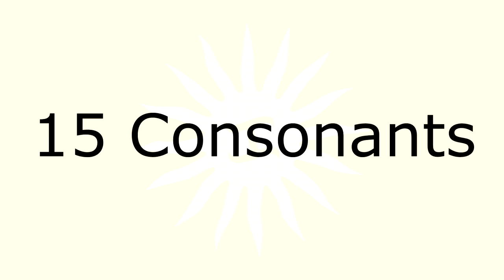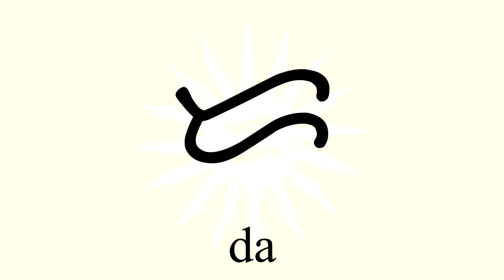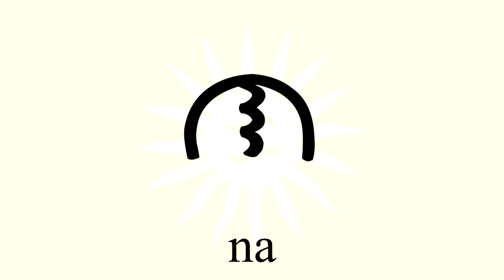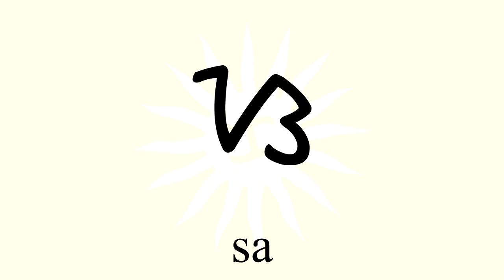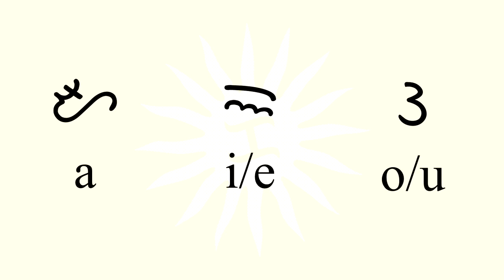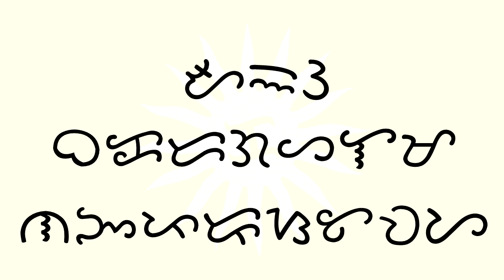Baybayin has 15 consonants: ba, ka, da, ga, ha, la, ma, na, nga, pa, ra, sa, ta, wa, and ya, and 3 standalone vowels: a, I or e, and o or u, totaling 18 characters.